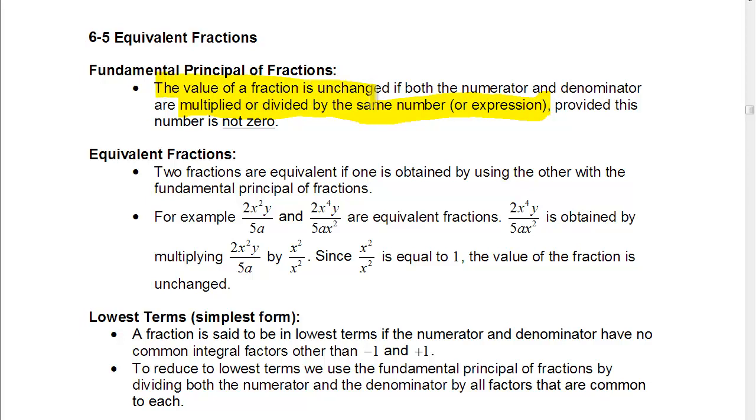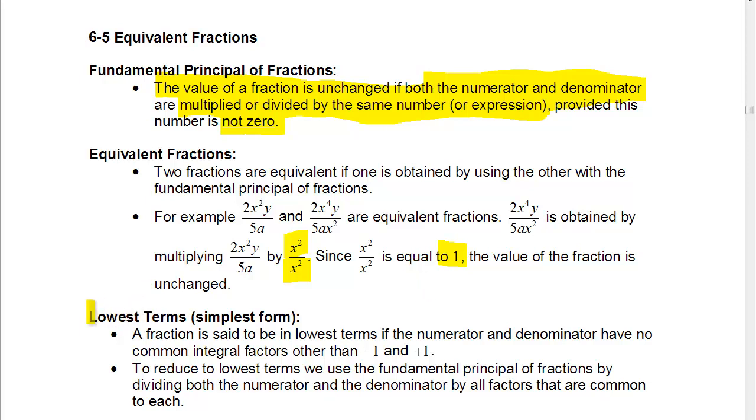So the value of the fraction doesn't change if we multiply or divide the numerator and denominator by the same thing. It can be a number or it can be an expression. And that's all fine as long as that number is not 0, because of course we can't divide by 0. So if we have a fraction, for example, and we multiply the numerator and denominator by x squared over x squared, we get an equivalent fraction, because really x squared over x squared is simply 1. And we talked about this when we did converting units, because we were multiplying by 1 to change the unit without changing the value.